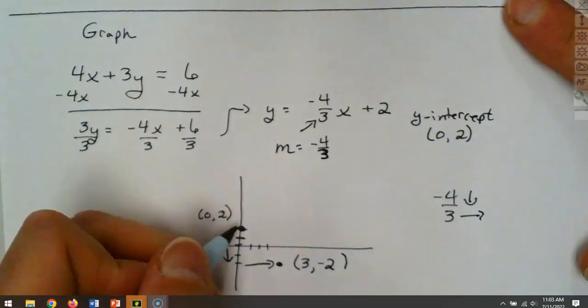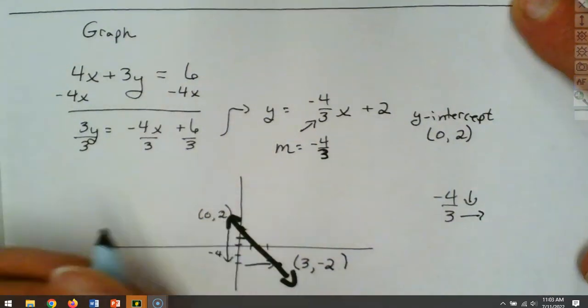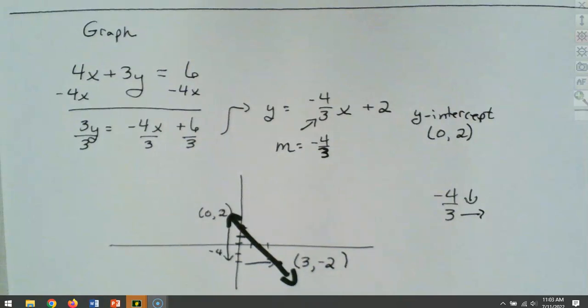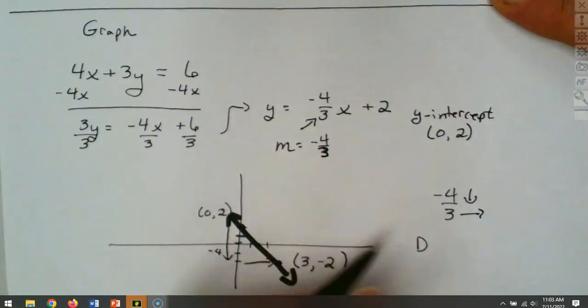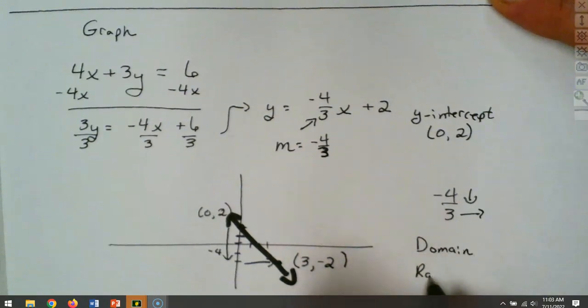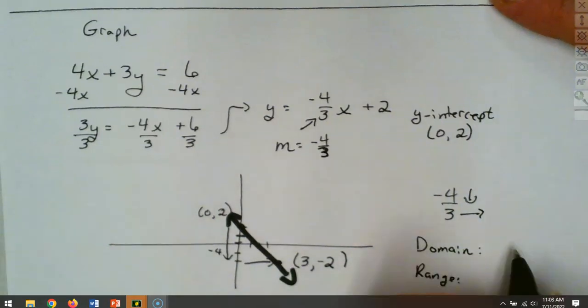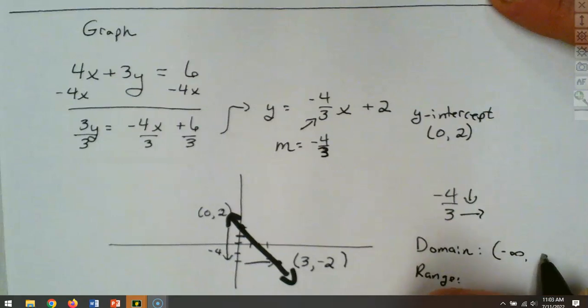That's all we need, because now we can simply connect them together. There's our line, and what's my domain and range? They're always going to be the same unless it's a constant function. And my domain is negative to positive infinity, and my range is the same.